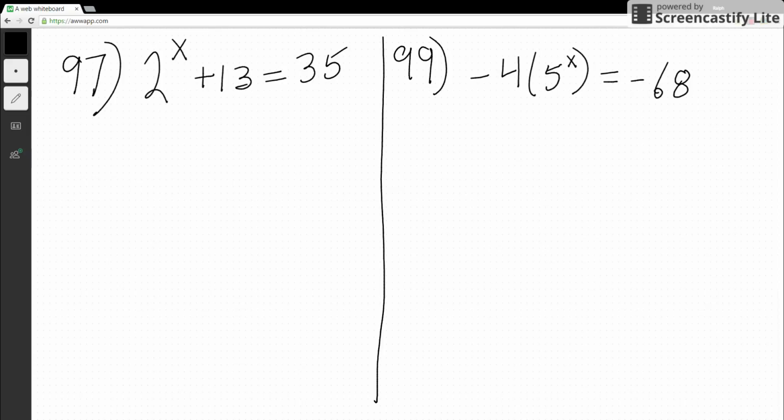All right, continue with number 97. We're solving here. So what we're going to do is subtract 13 from both sides. So I get 2 to the x equals 22.